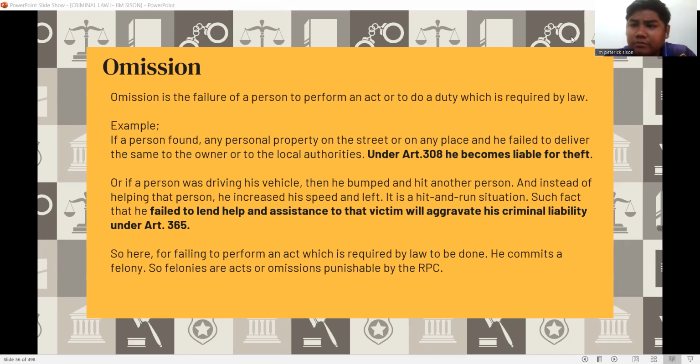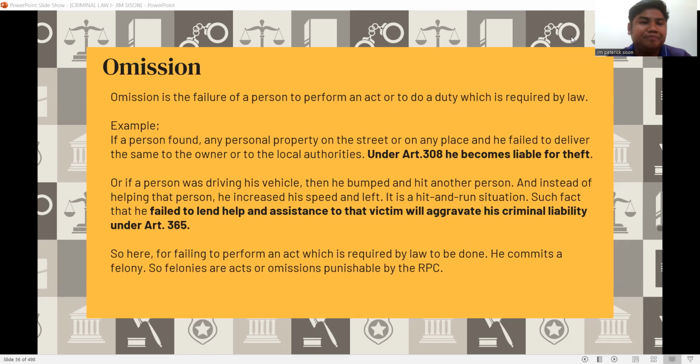So, what is an omission? Omission is the failure to perform a duty which is required by law. What's an example of an omission? If a person found any personal property on the street or any place and he failed to deliver the same to the owner or to the local authorities under Article 308, he becomes liable for theft. Why? Because you are required by law to turn over such personal property to the rightful owner or to the local authorities.